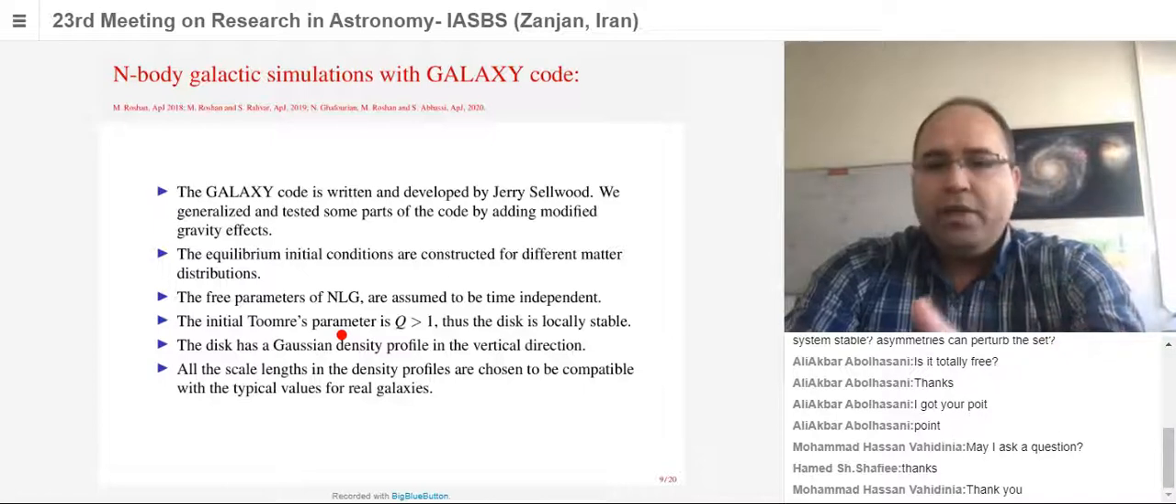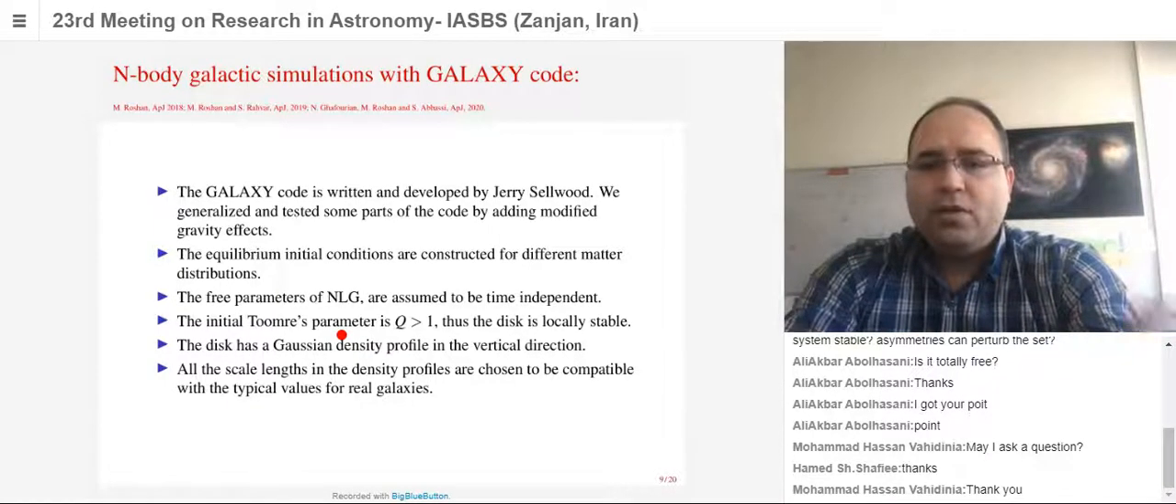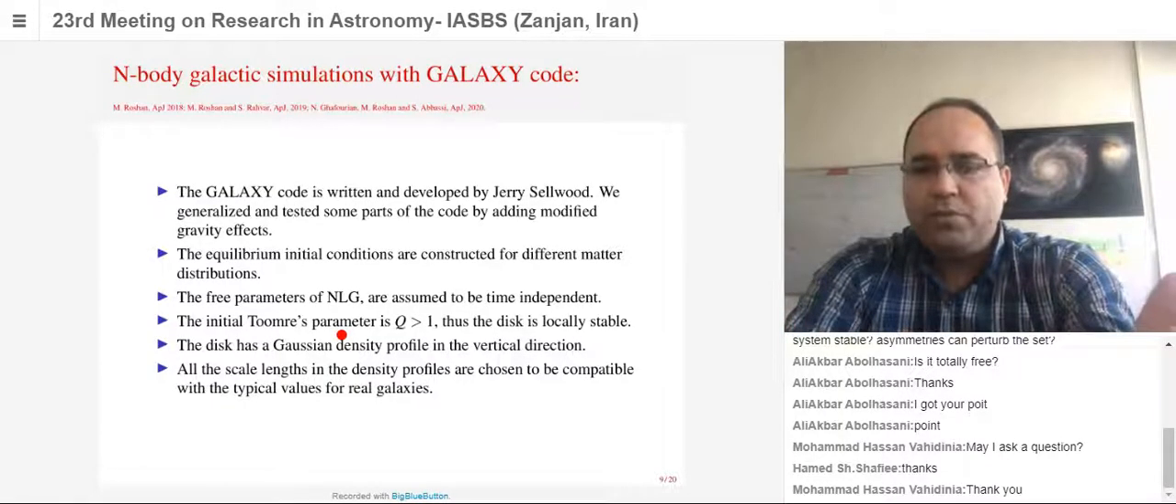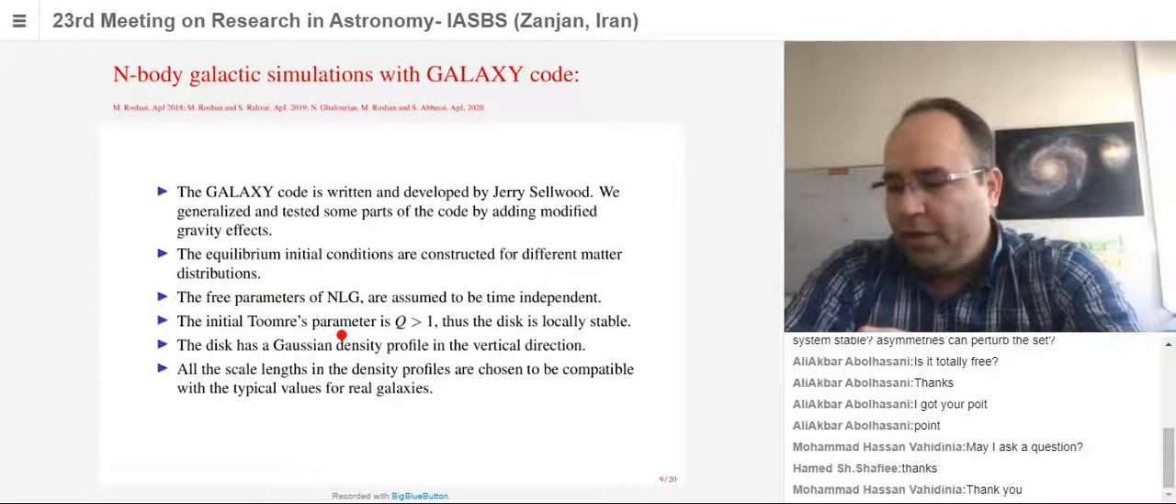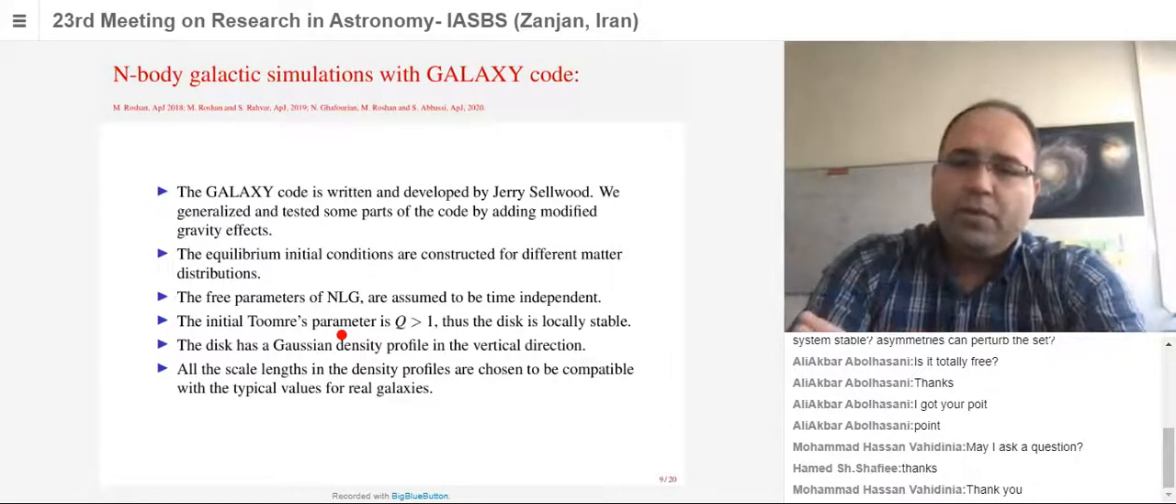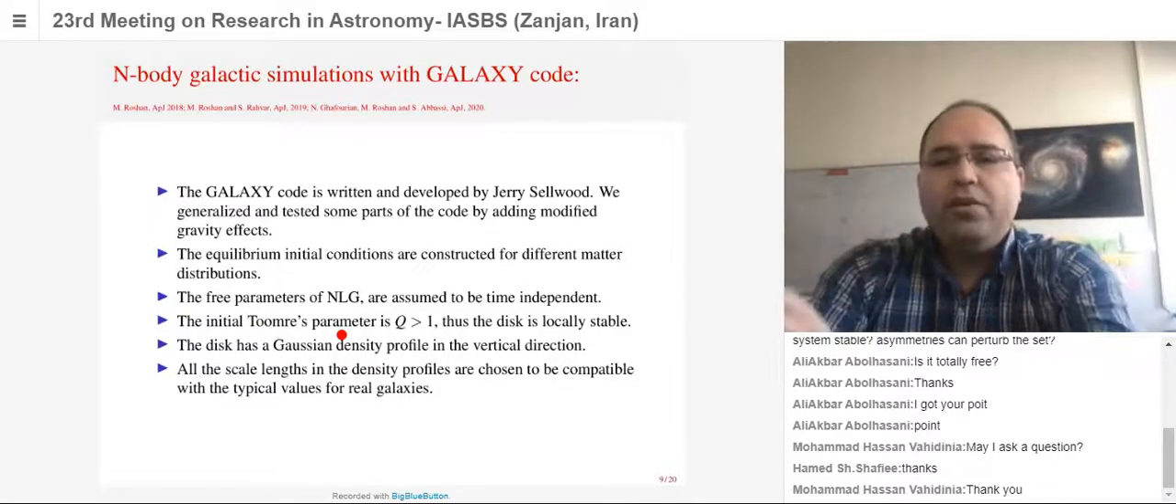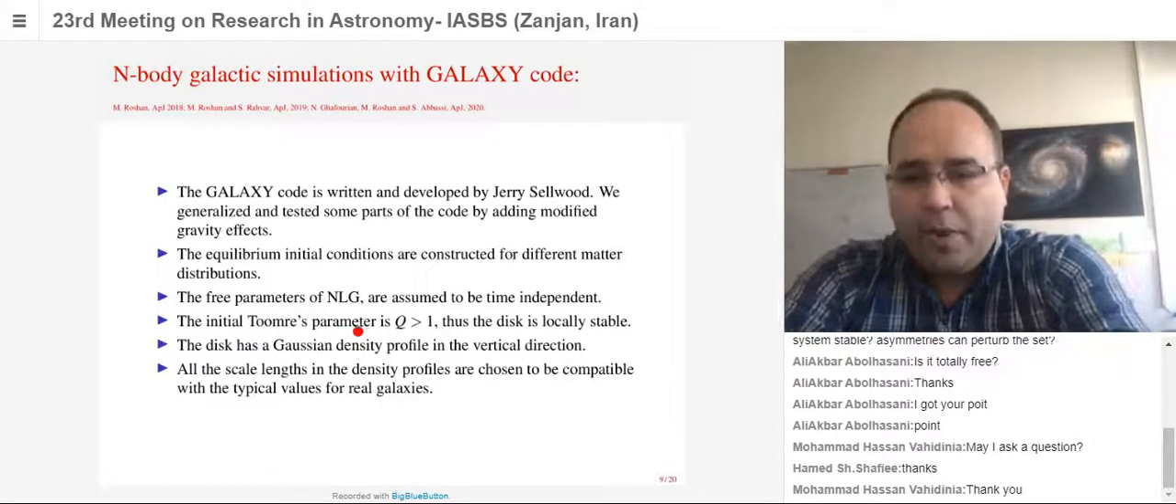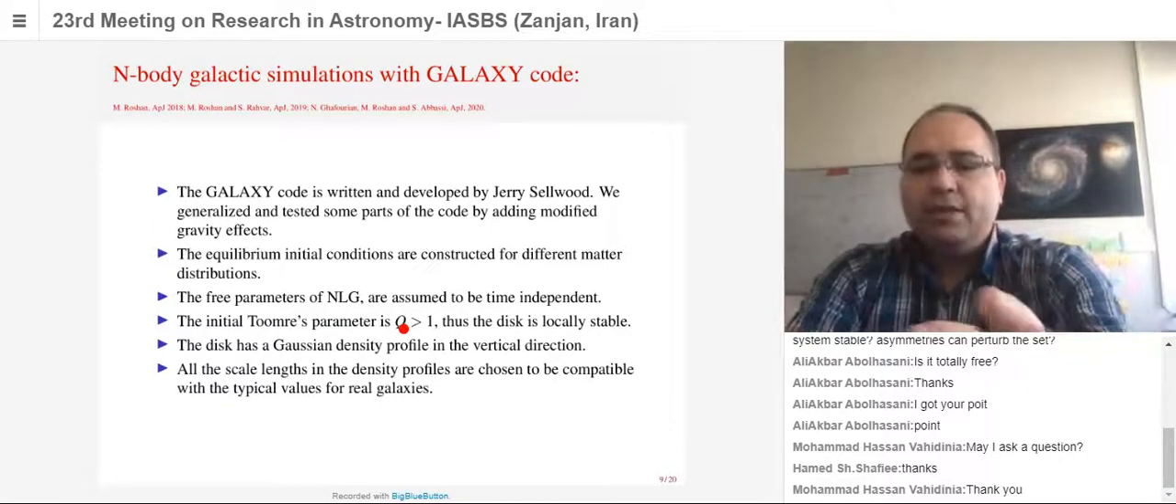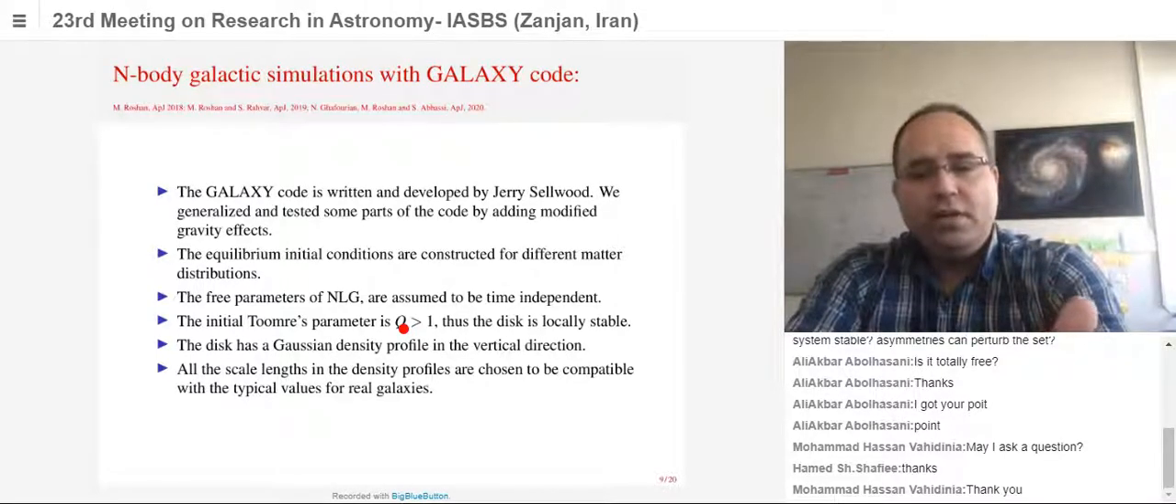The baryonic distributions of these two models are completely similar. We use the same Toomre parameter, the same velocity dispersion, everything is similar. The main difference is that one of them has Yukawa corrections, so the gravitational force is different, and the other one has a halo. Then we release these models and observe the evolution.